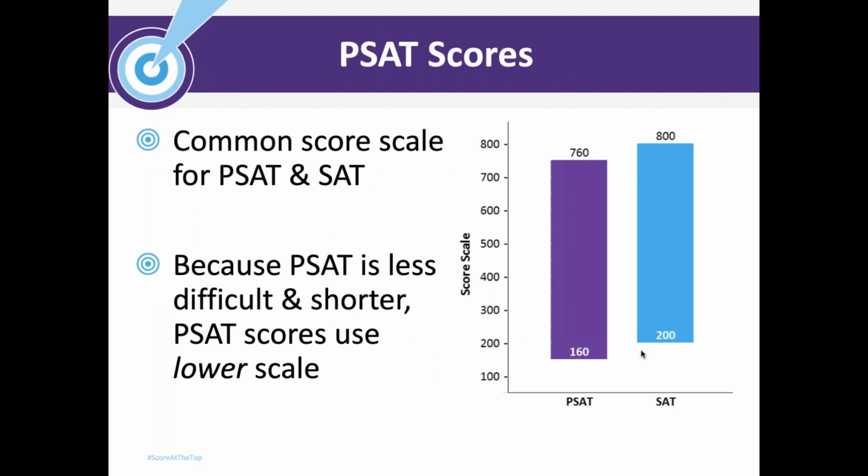Just to give you an overview of how the PSAT is scored, they have a similar score scale, but because the PSAT is less difficult and shorter, the PSAT scores use a lower scale. Your range on your SAT for your verbal and your math sections is 200 to 800. On your PSAT, it's going to be a slightly lower range. The top score would be 760 and the lowest score would be 160, and that would be for each section. So you get a 160 to 760 score for your math, and then a 160 to 760 score for your combined reading and writing.